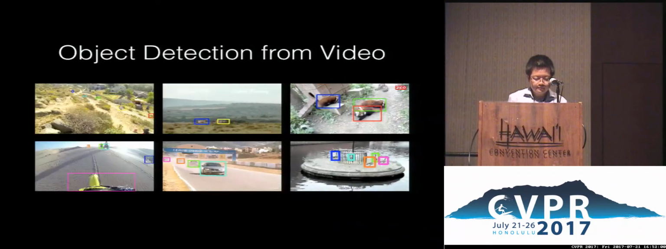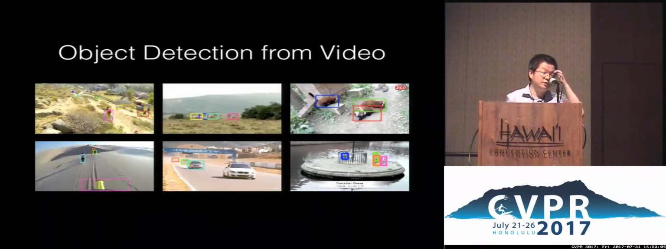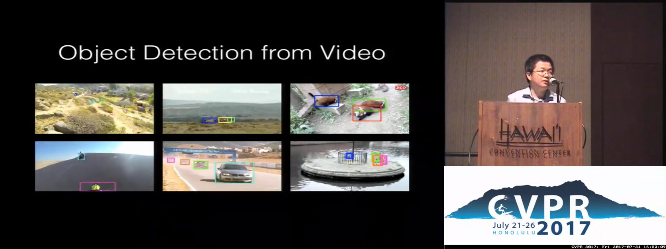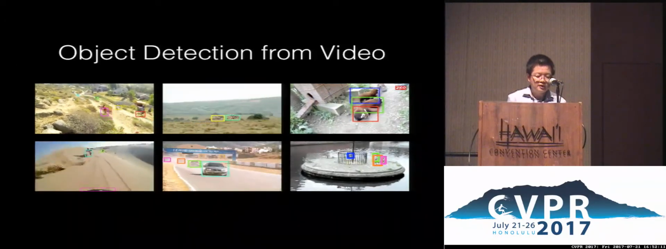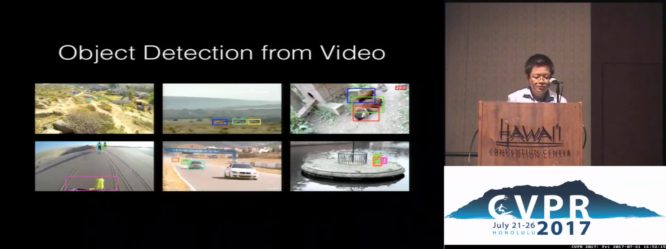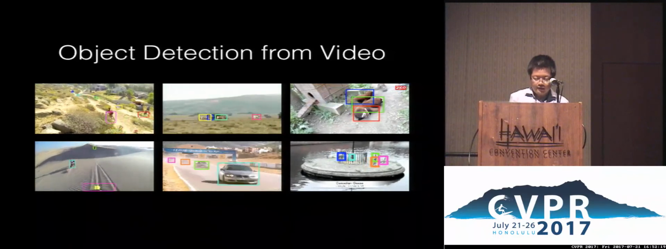And here you can see some examples of object detection from videos. It is actually quite challenging. Even in the same video, you can observe large variation in scale, and also occlusions and deformation of the objects.